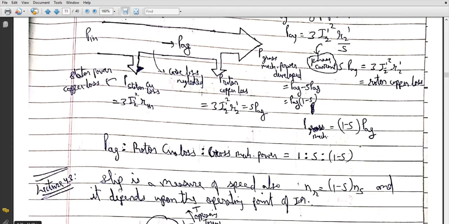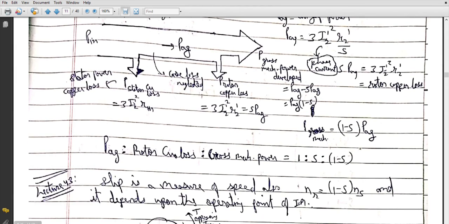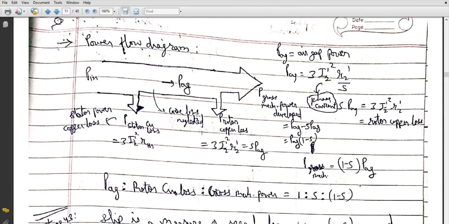Now this NR we will discuss further in your next lecture, but I'll again recommend you to go through this power flow diagram again and again, so that you'll be able to get a clearer picture in your next lecture.